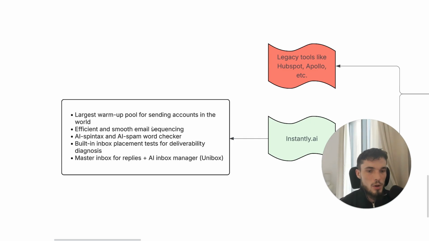They also have built-in inbox placement tests for deliverability diagnosis and monitoring, which is great because you can check whether or not you're landing in spam. And they have a master inbox for replies. You can see all the different replies you're getting from email campaigns consolidated into a master inbox. The AI automatically categorizes them based on their interest level. And then they have an AI inbox manager, which you can feed data to, and it can suggest replies, or it can even respond completely on its own.